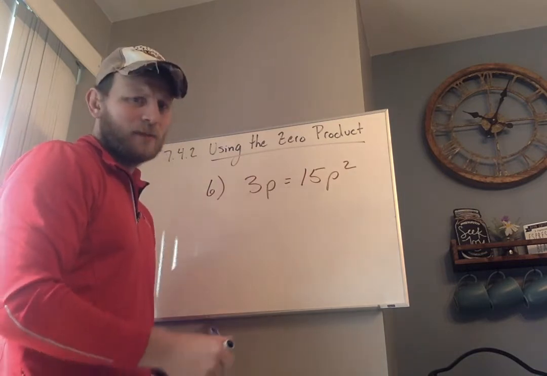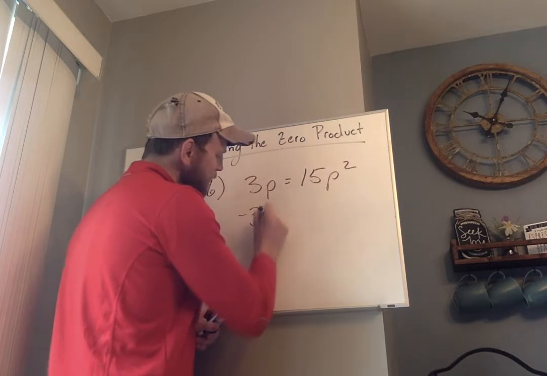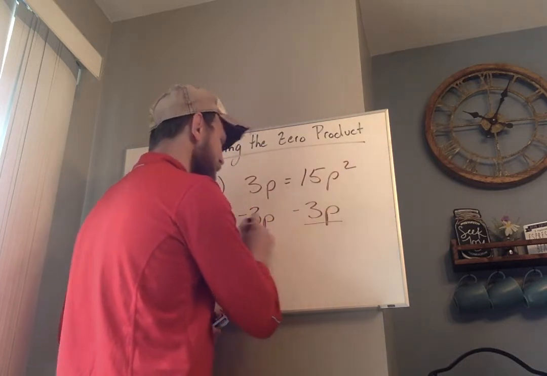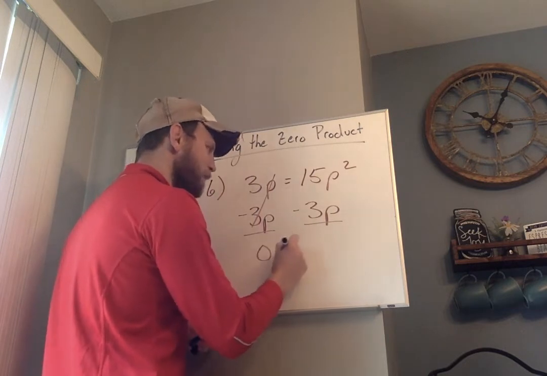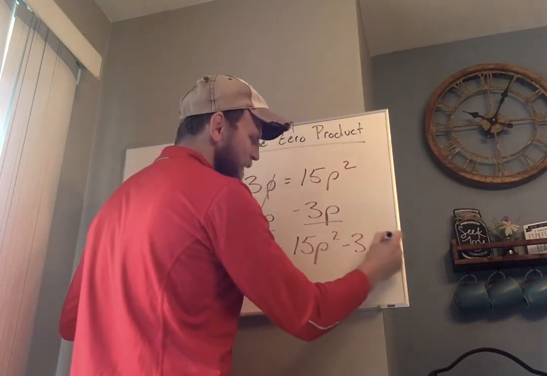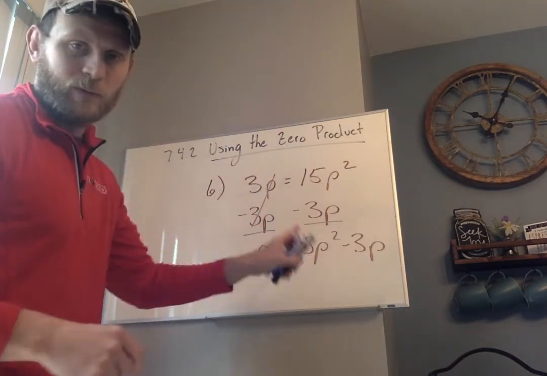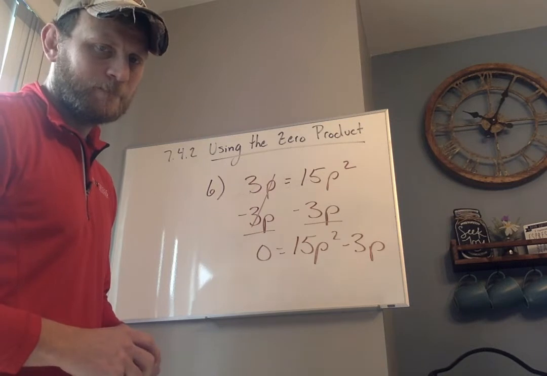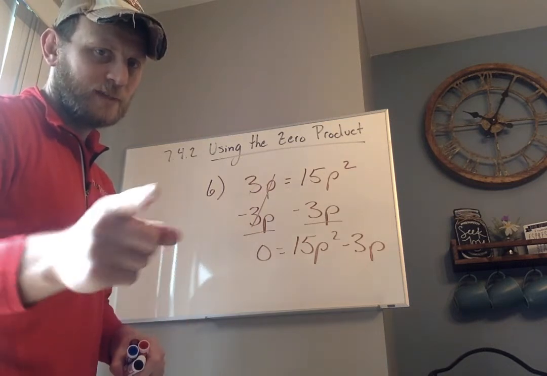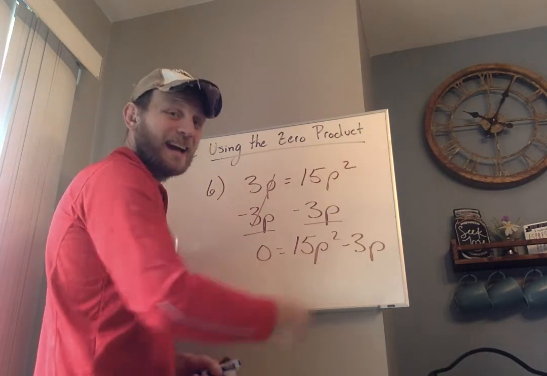Okay, so here's what I'm going to do. I'm going to move these p's over to the side, and I do that by subtracting 3p. So I have 0 equals 15p squared minus 3p. Now Jackson, what do they share? Jackson? Yes. Perfect. We both share a p, and I can take out a 3.